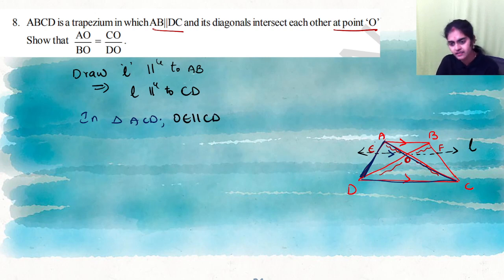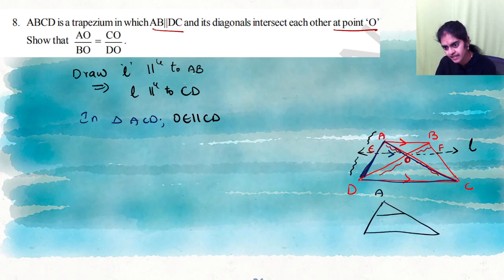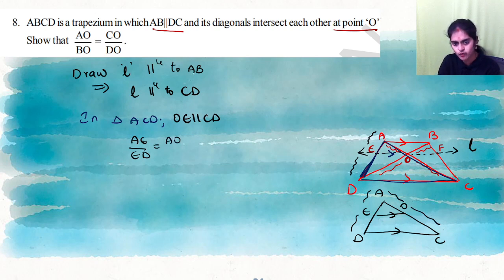So when they are parallel, using BPT, I can write AE by ED. Now I'll simplify the figure and draw it here and show for you. So just see here, A, E, O, D, C. You know these two are parallel. So AE by ED is equal to AO by OC. Clear till here? Any doubts? Please let me know. Okay, people. So just have a look here. AE by ED equal to AO by OC. You understood how we got this, isn't it?